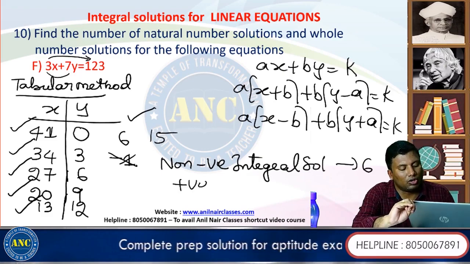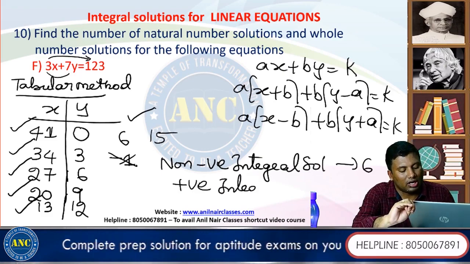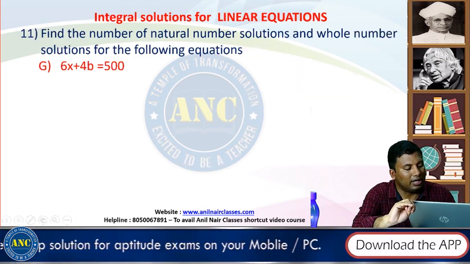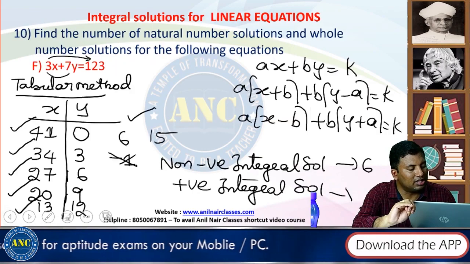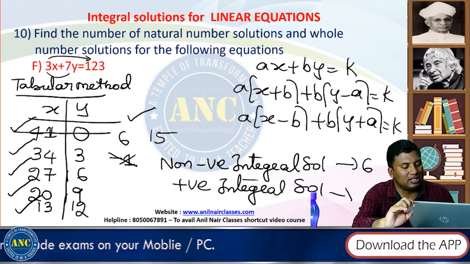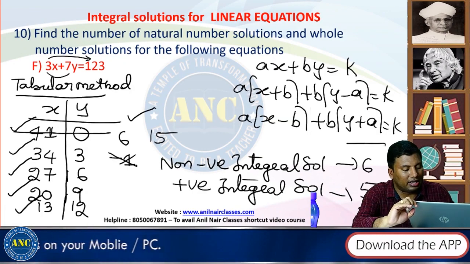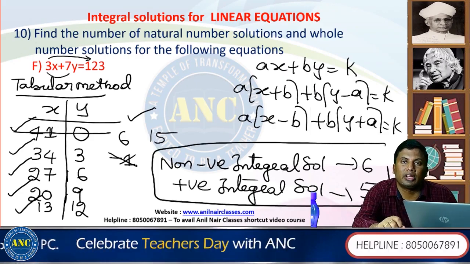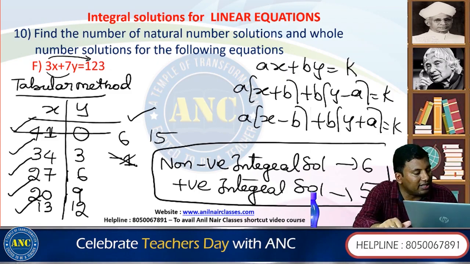Positive integral solution does not include 0, so this is eliminated. If this is eliminated, positive integral solutions are 5 by using tabular method. I hope the idea is clear.